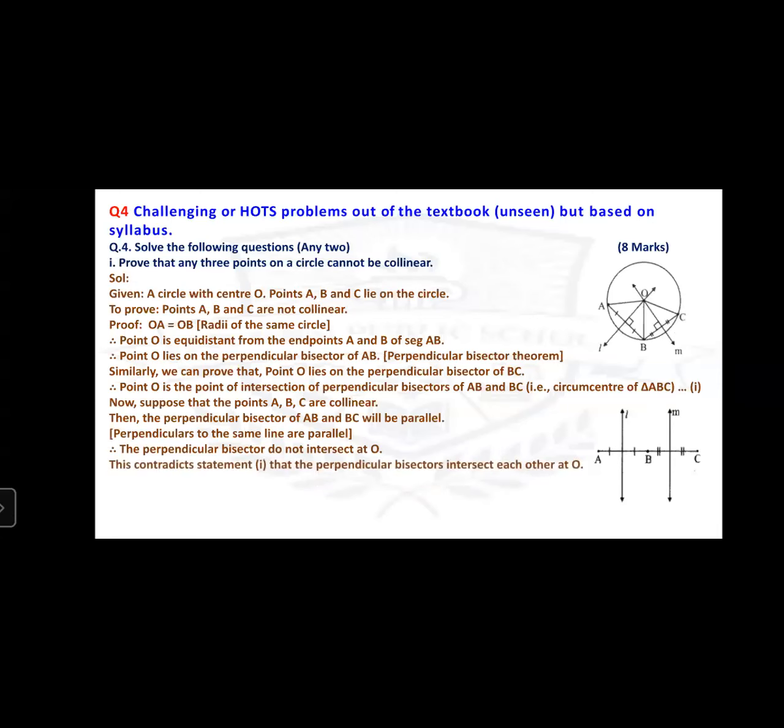So this contradicts the statement that the perpendicular bisectors intersect each other at point O. So our supposition that A, B, C are collinear is false. Therefore, we write that the points A, B and C are non-collinear points. If they were collinear, their perpendicular bisectors could never meet. But here it is said that O is the center of the circle, so the perpendicular bisectors meet at point O. That is the circumcenter of the circle. So in this way we prove this question. Okay.